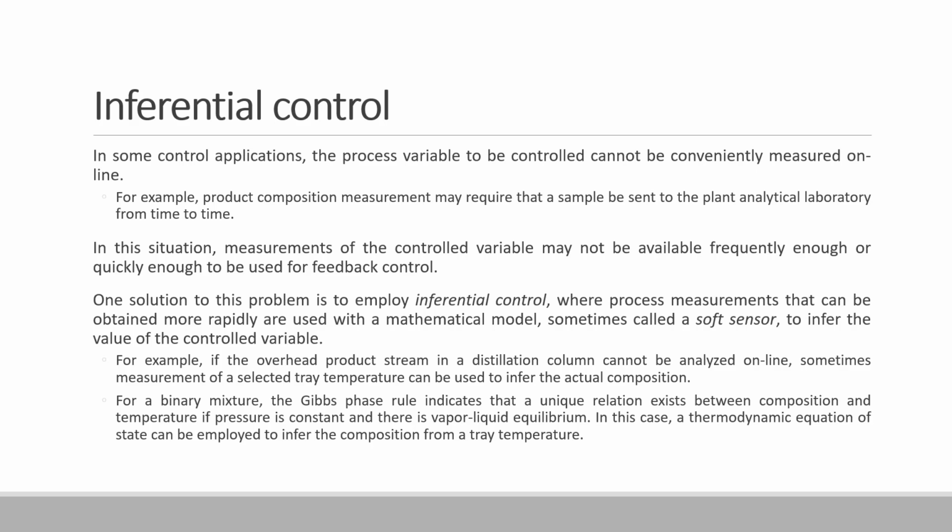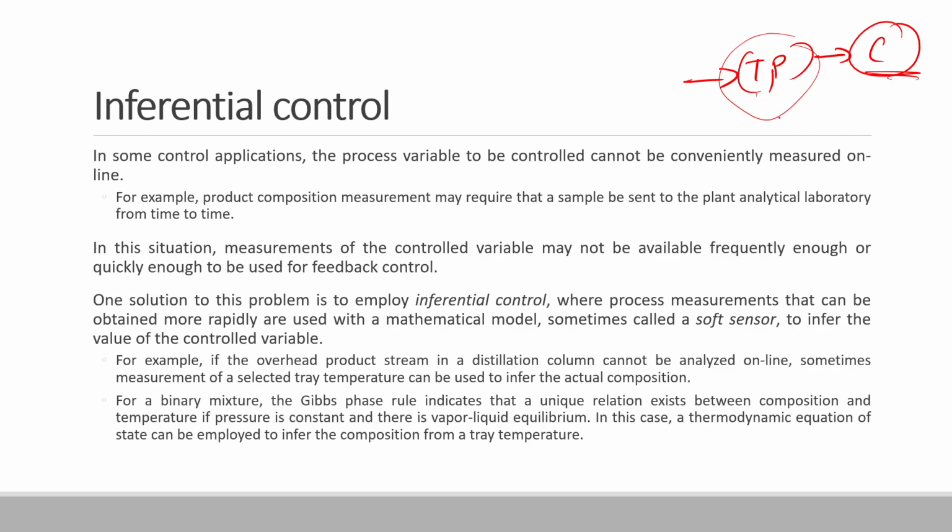We know that the composition of the product might be affected by temperature and pressure. If temperature and pressure change, then the composition of the product will keep on changing. So in scenarios where the measurement of composition might not be that frequent, we use inferential control, whereby we measure secondary measurements, that is temperature and pressure, and then using these secondary parameters we have a mathematical model using which we can infer the composition of the product.